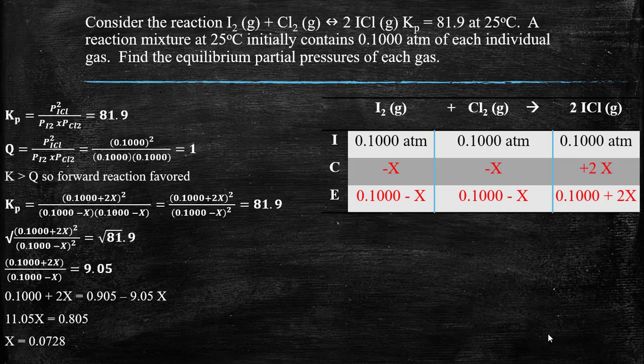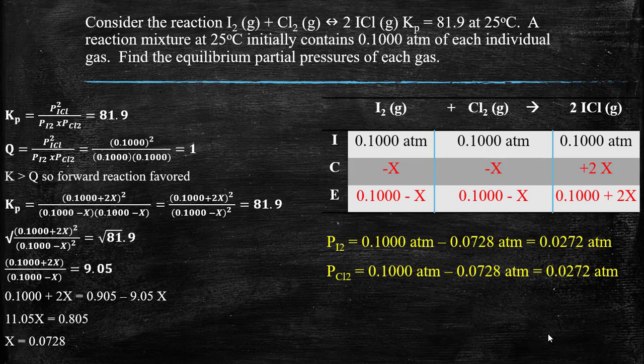0.0728 atmospheres. So now we can say the partial pressure of the iodine is 0.1000 atmospheres minus 0.0728. And so that's 0.0272 atmospheres. Because they have a 1:1 stoichiometry, the partial pressure of the chlorine is the same as the partial pressure of the iodine. Plug the values in for the iodine monochloride, and you get 0.2456 atmospheres.